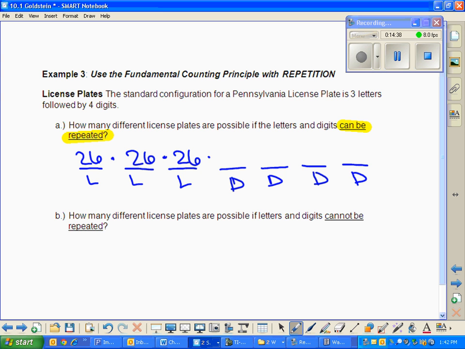Digits, how many options do we have there? 10, 0 through 9, right? That's 10 digits. And we can repeat, so each time we have 10 to pick from. We don't have to eliminate or anything because we're allowed to repeat. So, how many license plates? Yes. Yes, that is correct. That is a lot of license plates.